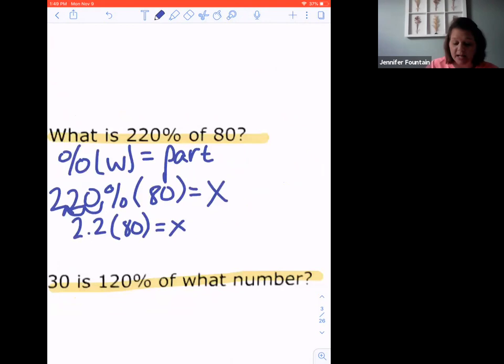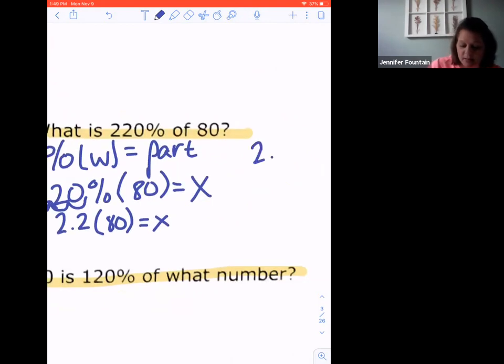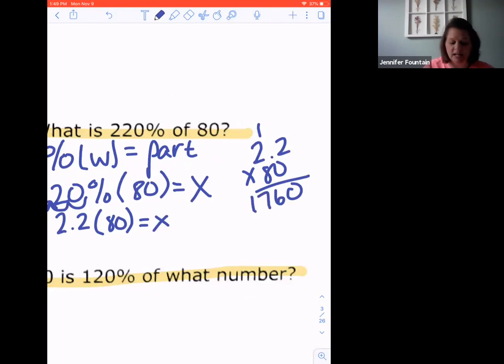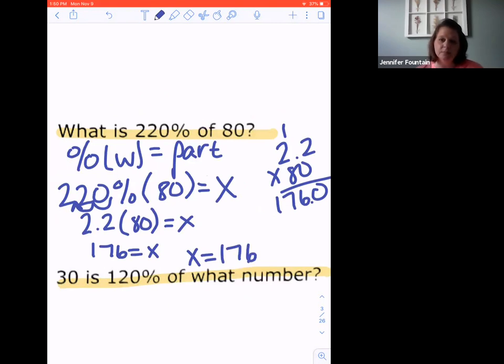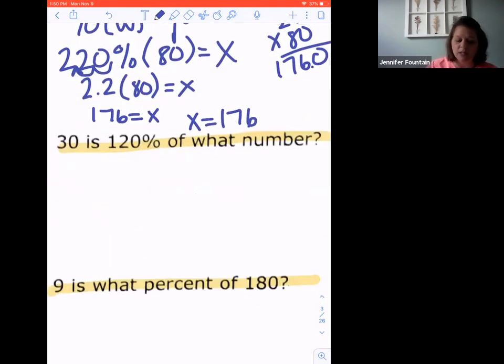So now I'm going to multiply 2.2 times 80. Put my 0 there. 8 times 2 is 16. Carry my 1. 8 times 2 is 16 plus 1 is 17. I have 1 decimal place. So I know that 176 equals X, or X equals 176. How'd everybody do on that? Any questions? Any problems? All right, go ahead and work the next one.